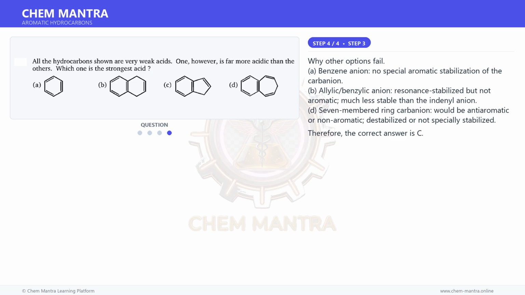And for the final step, why other options fail? A. Benzene anion, no special aromatic stabilization of the carbanion. B. Allylic benzylic anion, resonance stabilized but not aromatic, much less stable than the indenyl anion. D. The 7-membered ring carbanion would be anti-aromatic or non-aromatic, destabilized or not specially stabilized.